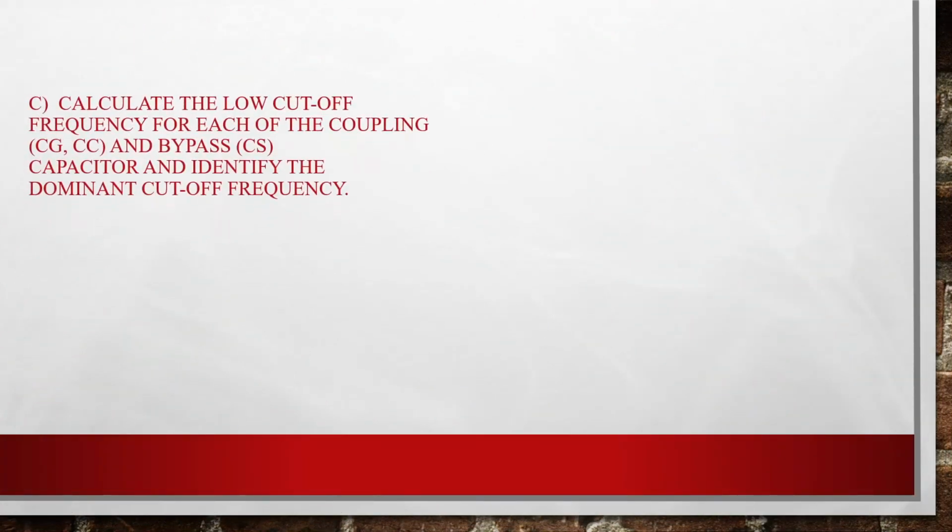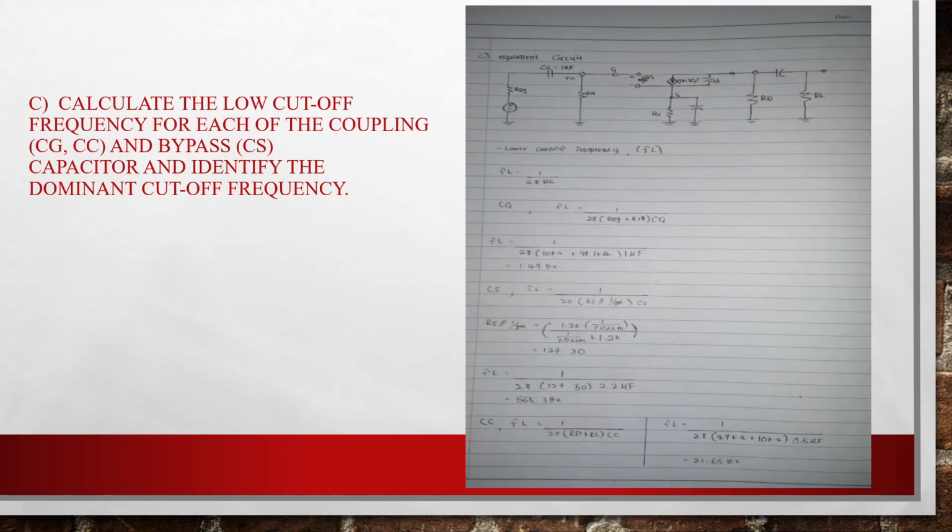For question C, calculate the low cut-off frequency for each of the coupling CG, CC, and bypass CS capacitor, and identify the dominant cut-off frequency. First, we construct an equivalent circuit, and then we start to calculate the lower cut-off frequency, FL. For CG, we use the formula 1 over 2 pi RSIG plus RTH times CG, and substitute the values inside the formula, we get 1.49 Hz.